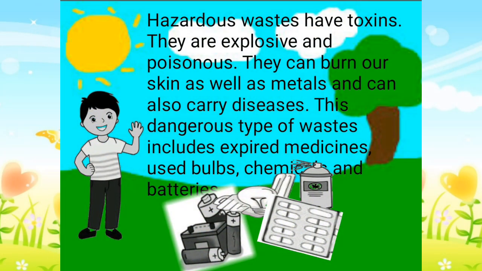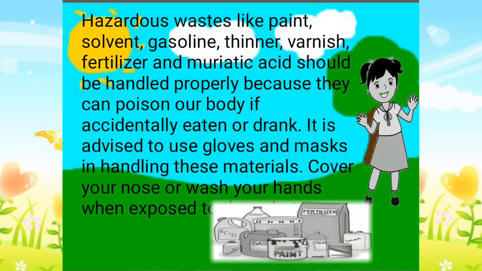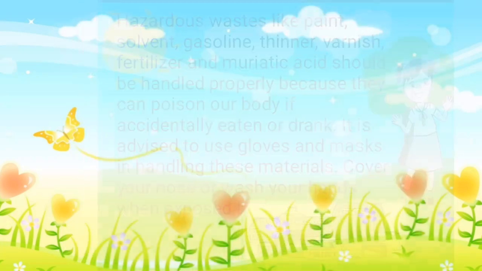Hazardous waste have toxins. They are explosive and poisonous. They burn our skin as well as metals and can also carry diseases. This dangerous type of waste includes expired medicines, used bulbs, chemicals, and batteries. Hazardous waste like paint, solvent, gasoline, thinner, varnish, fertilizer, and muriatic acid should be handled properly because they can poison our body if accidentally eaten or drank. It is advised to use gloves and masks in handling these materials. Cover your nose or wash your hands when exposed to the substance.